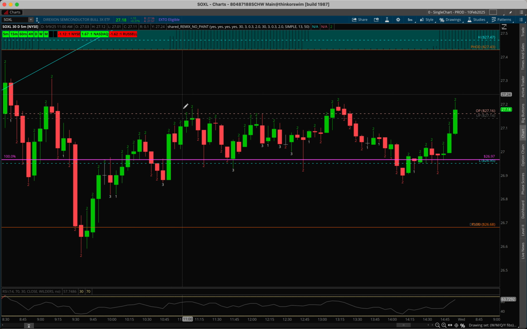Whether or not we get outside the extremes of those markers, then we start looking at the notes that we have for the 4 hour, 1 day, and week triggers and targets. But from an intraday perspective, we're just looking at these levels to try and get good entries and exits.